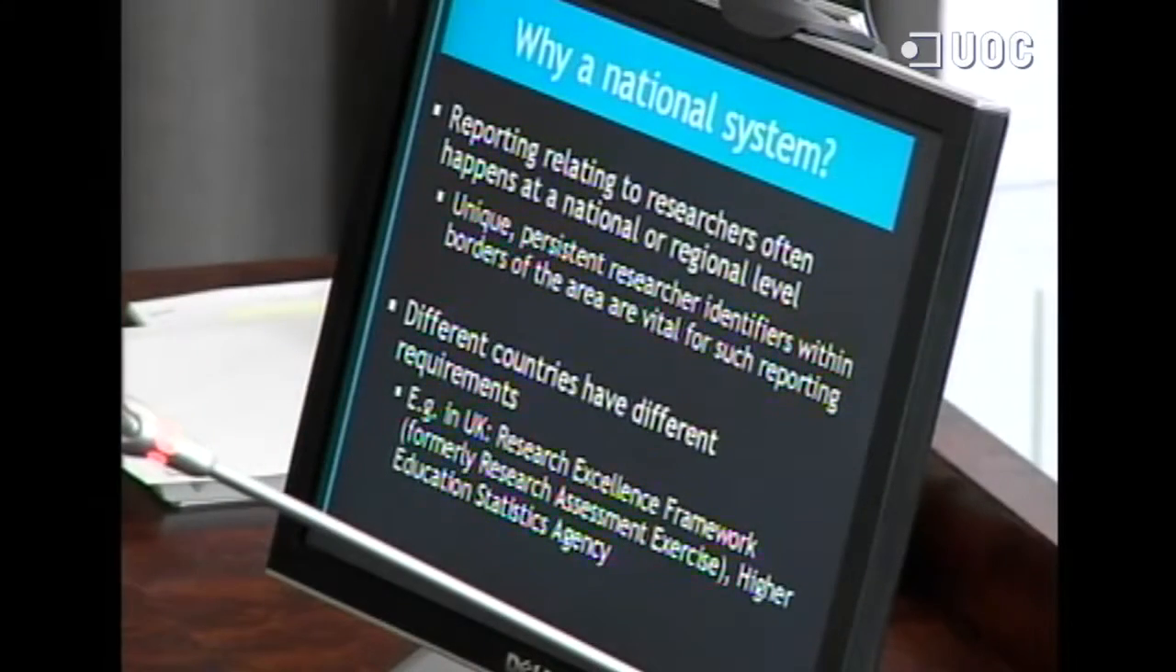So why do we need a national system? I've got 3 slides answering that question. The first one here: there's a lot of reporting that happens at a national level, and you need to know who your researchers are within that reporting context. And different countries have different reporting requirements. So in the UK, we have the research excellence framework, which happens periodically, and all the institutions have to report on their top researchers and the work that they've done. So they need to know who those researchers are in order to take part.